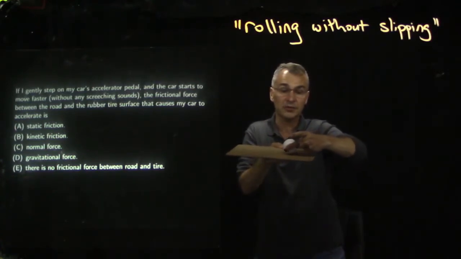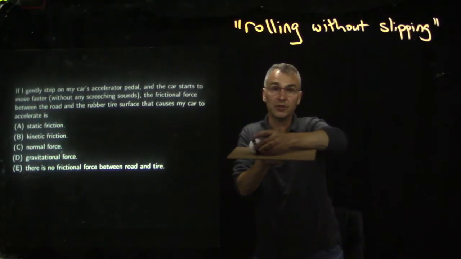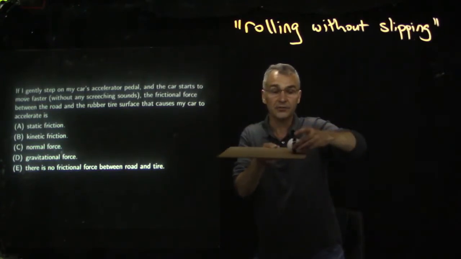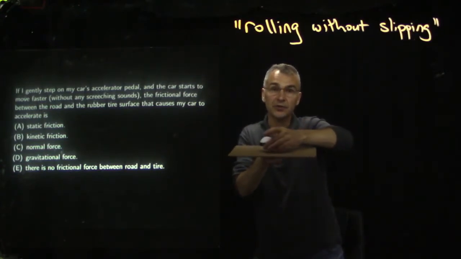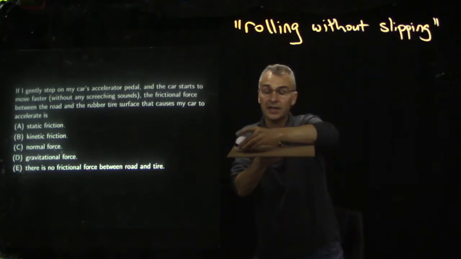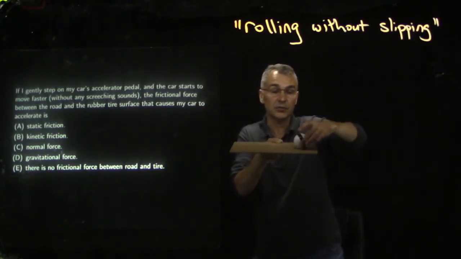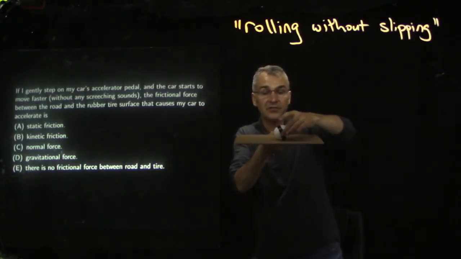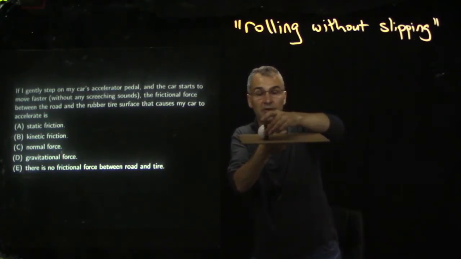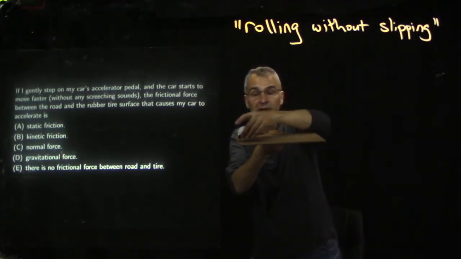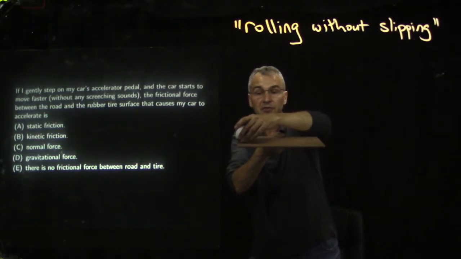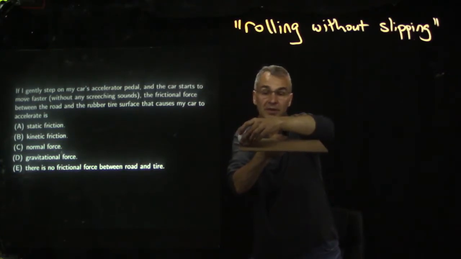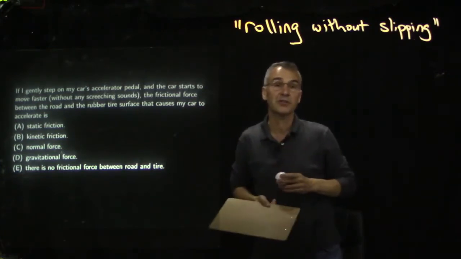Whereas when something rolls without slipping, it's usually very quiet, and there's usually very minimal wear to the surfaces. And if you look really carefully, instantaneously at the point where the tire meets the sidewalk, there is no relative speed between that point on the tire and that point on the sidewalk.